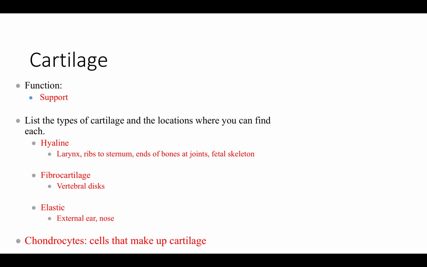We had cartilage. Cartilage is just there for support. The most common type of cartilage you have in your body is hyaline cartilage. You find it in your larynx, where your ribs connect to your breastbone. It's at the end of your joints. You also need to know that cartilage is made of chondrocytes.